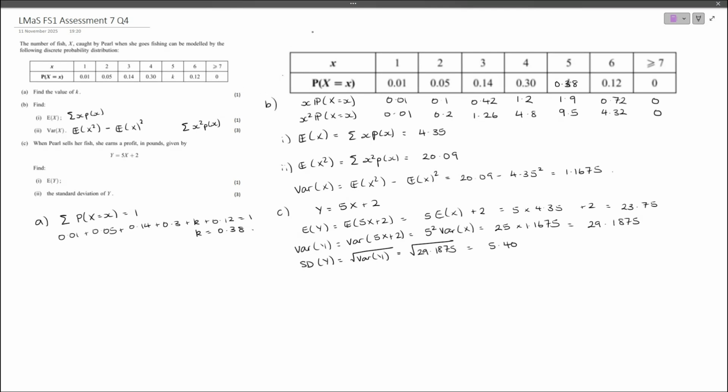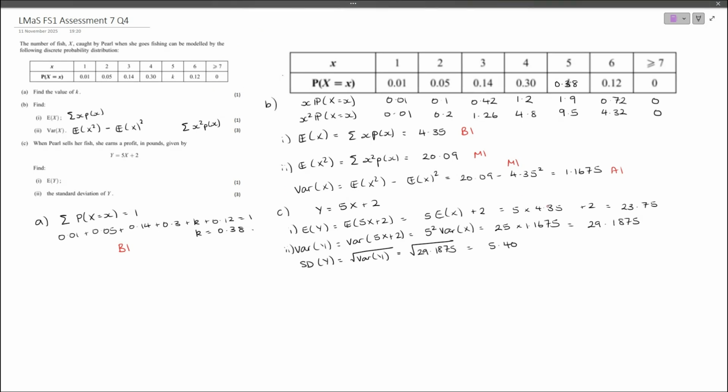So where do the marks for this question come from? There's an independent accuracy mark for getting that K is equal to 0.38. There's an independent accuracy mark for getting the expectation of X. For the variance of X, which is 3 marks, there's a method mark for attempting the expectation of X squared, a method mark for attempting the variance using the correct formula, and an accuracy mark for getting the correct variance.